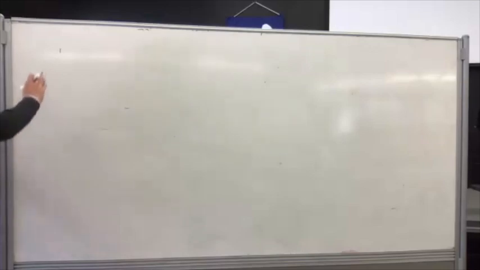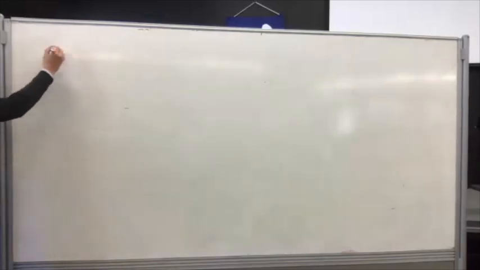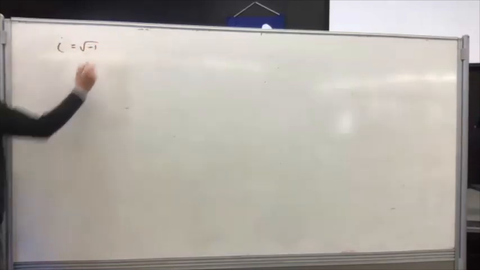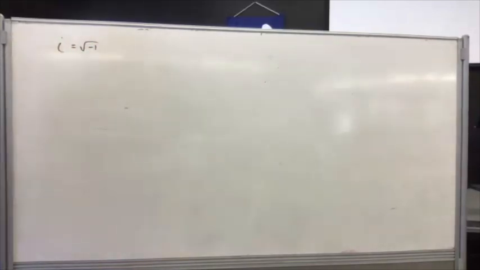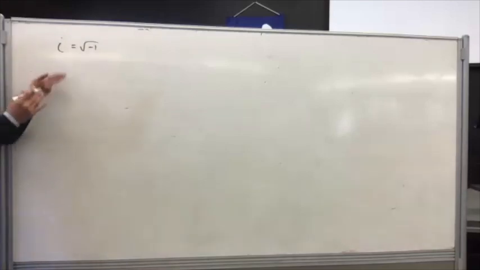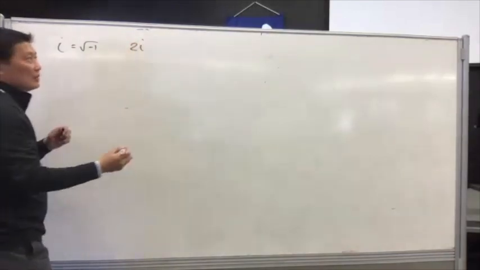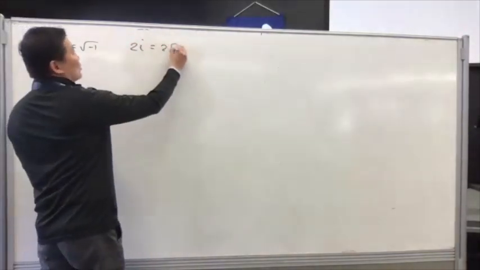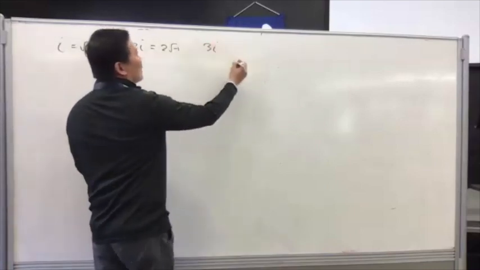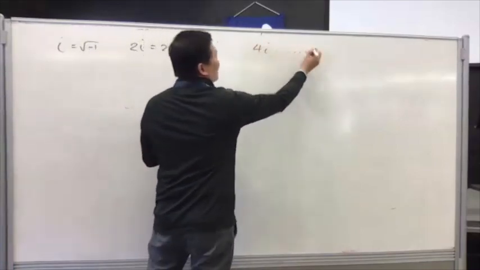Let's take a look at this. Hey, stay with me. So we say i is equal to the square root of negative 1. Well, technically, if you have i is equal to the square root of negative 1, then I can technically have 2i, right? So that just means 2 times the square root of negative 1. I can have 3i, 4i, et cetera, right?